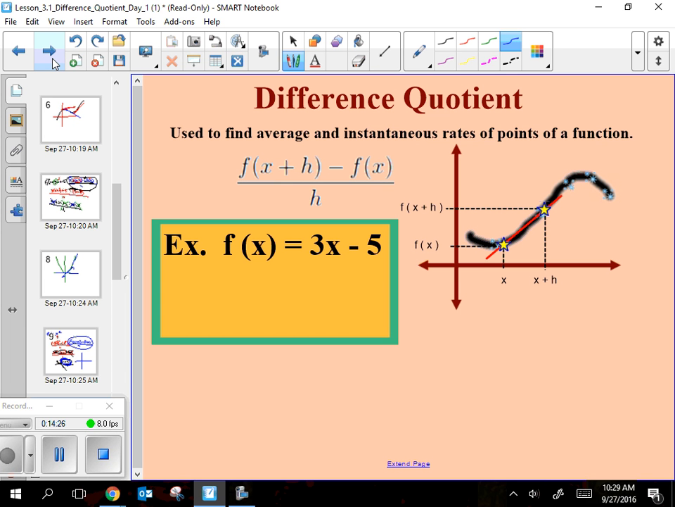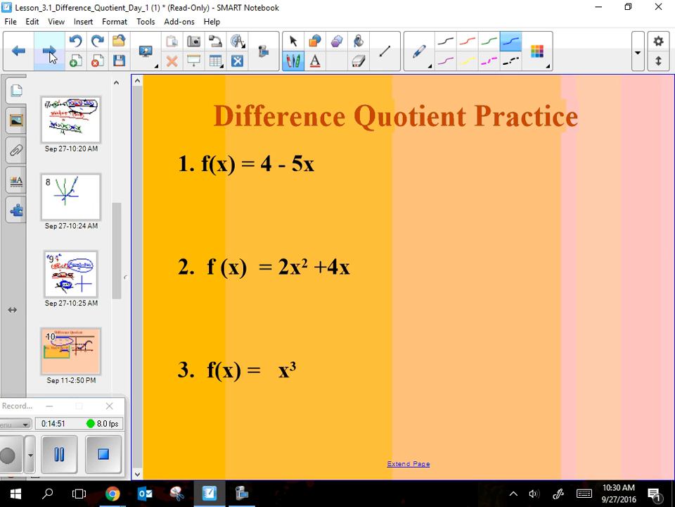Okay, we already did this one. This is the one where we had a function with this, and then what was its slope? 3. I can just look at it and see the slope is 3. But it was your first chance to learn to use the difference quotient. It's to find the average and instantaneous rates, which is like slope, at any point on a function.